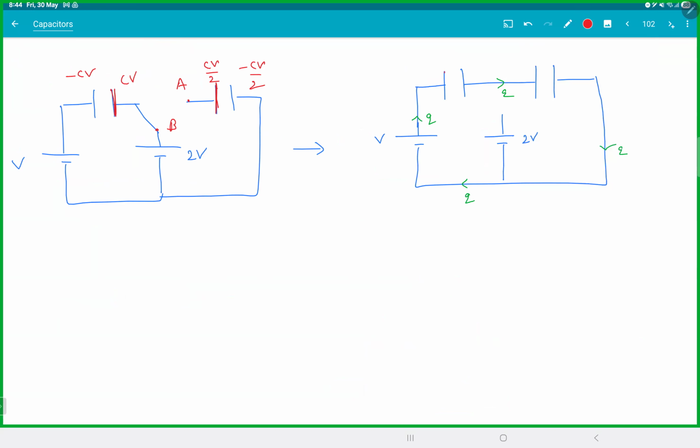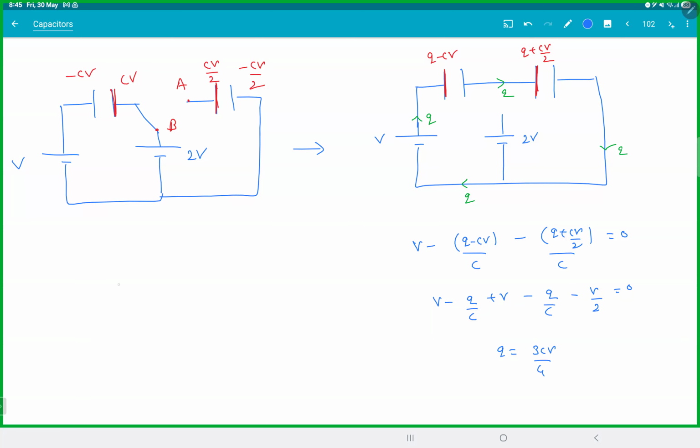So this plate, whichever plate the charge touches, I will assume it as a positive plate. Q minus CV. The signs will take care of themselves. This guy will be Q plus CV by 2. This 2-volt battery is useless. Apply Kirchhoff's law. V minus (Q minus CV)/C minus (Q plus CV)/(2C)... this will be V minus Q/C plus V minus Q/C minus V/2. We get Q is equal to 3CV/4. So this much charge goes through the battery.